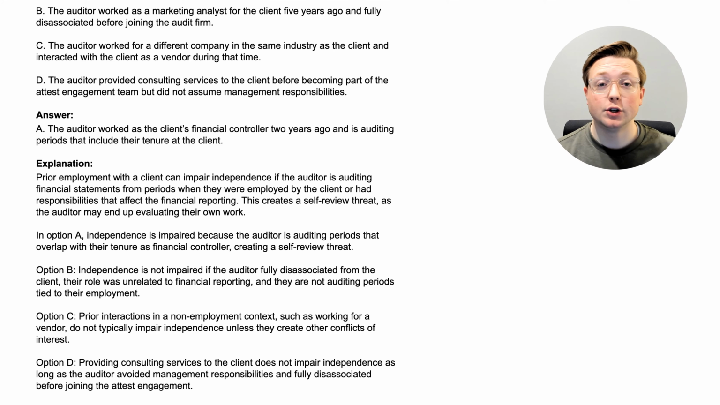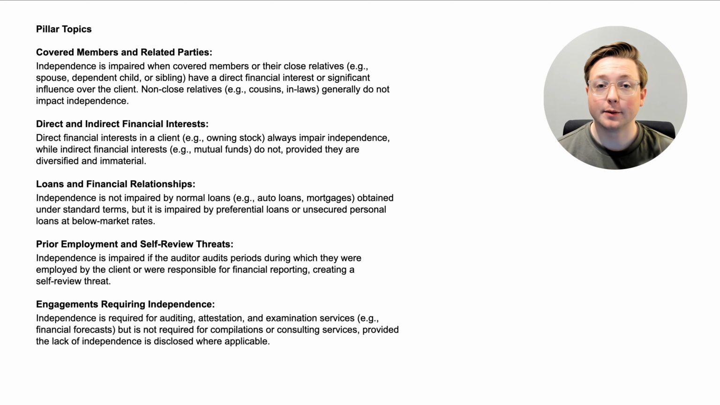And as you notice these, you write them down as pillar topics. You write them out in your own words as the most important things you learned from the questions that day. And as you're doing this each day, you will be building your own personal repository of the most important things that you need to know for the exam in your own words so that you're ready for exam day when the time comes. So let's go ahead and look at the pillar topics for this video. All right, here we are at the pillar topics for this video. So let's just go ahead and dive straight into them.